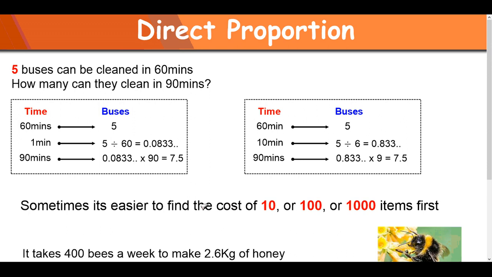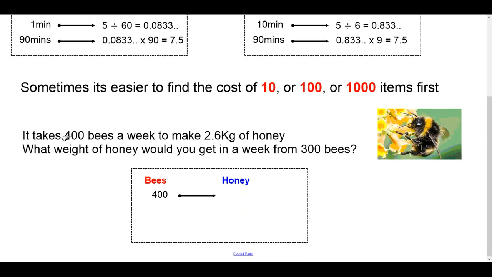Let's look at another example of that. It takes 400 bees a week to make 2.6 kilograms of honey. So I'm going to put bees and then honey. 400 gives you 2.6 kilograms. What weight of honey would you get in a week from 300 bees? Instead of going down to 1 bee, I'm going to 100 bees, and I would divide by 4 to get that. And that goes to 0.65. And then to get 300 bees, you times that number by 3, and then you would get 1.95 kilograms.